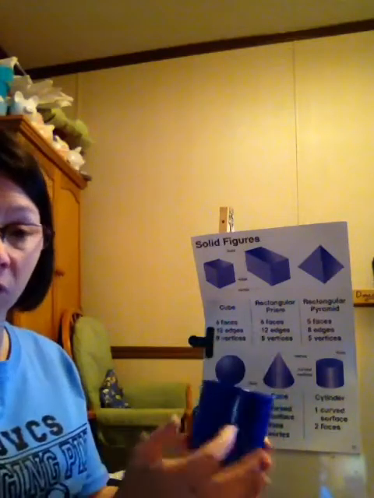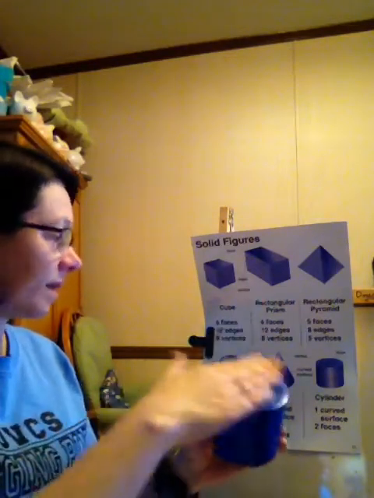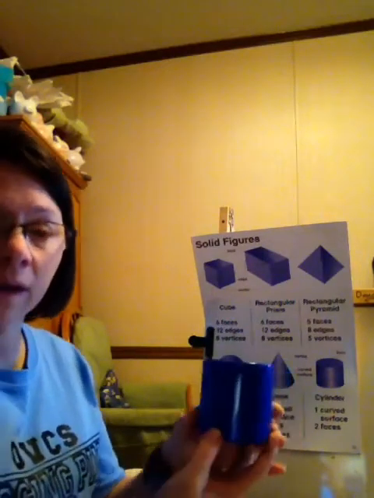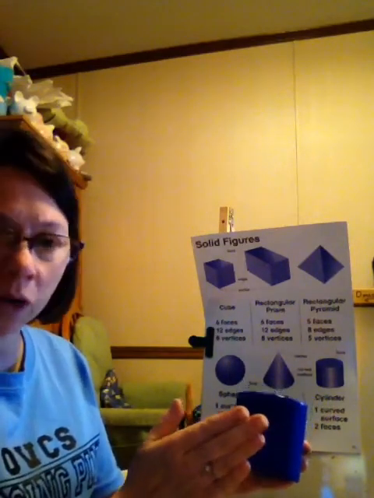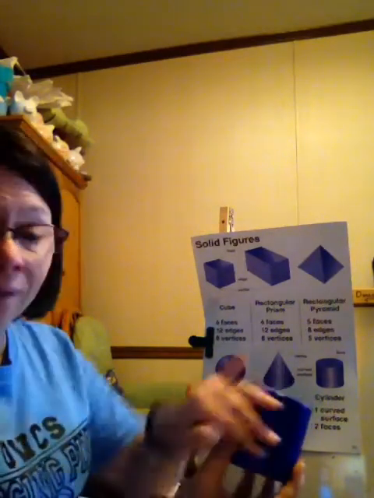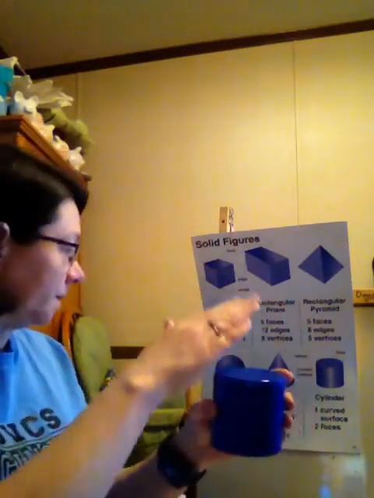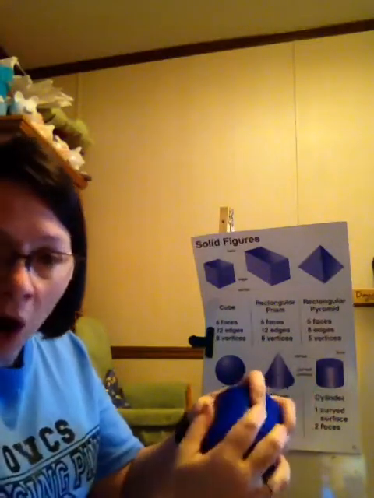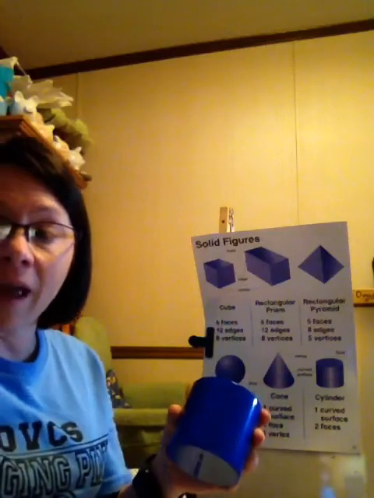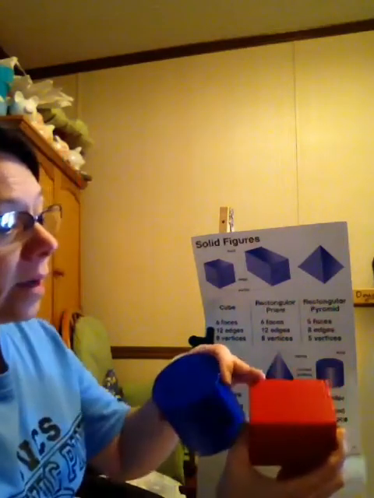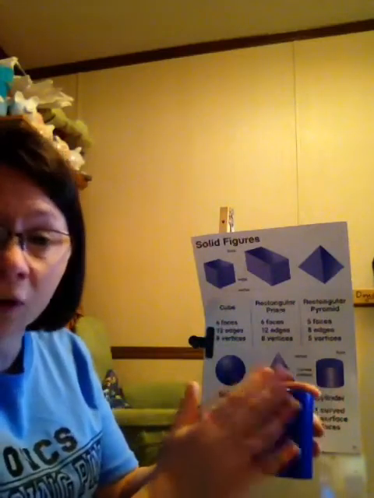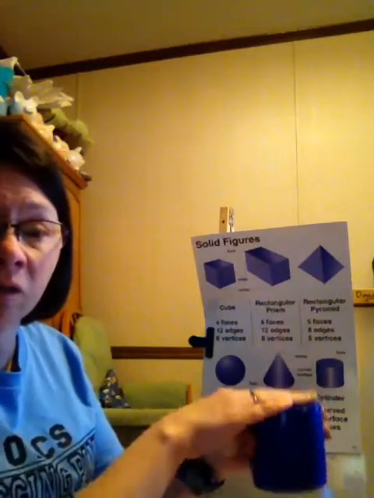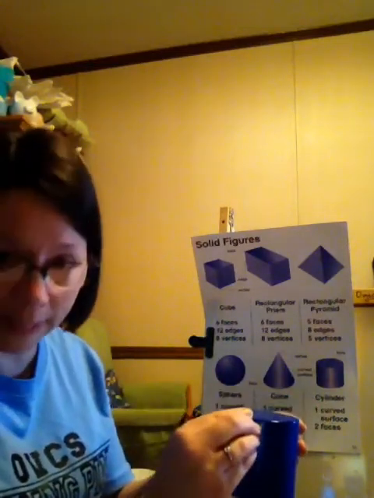Now, a cylinder has a curved surface. It has a face and a face, but it doesn't have any edges. Remember, an edge is where two faces meet. It's a curved surface. It has two faces this way, but they don't meet, such as our rectangular prism, where this face meets. It has two faces, but they're not meeting anywhere. Curved surface, face, face, no vertices because they don't meet.